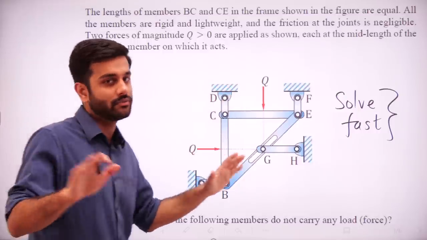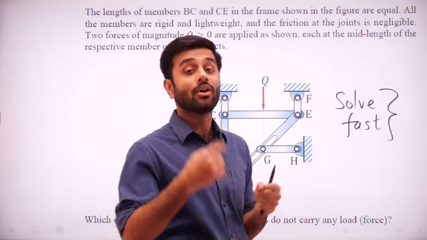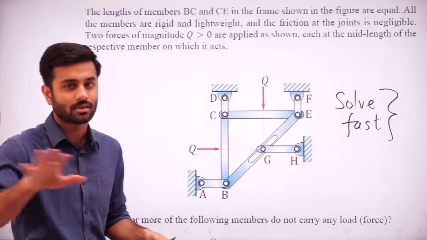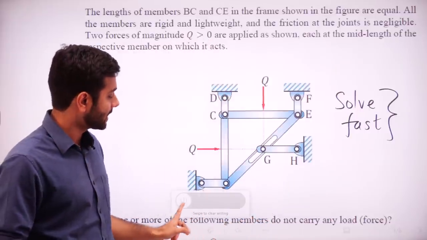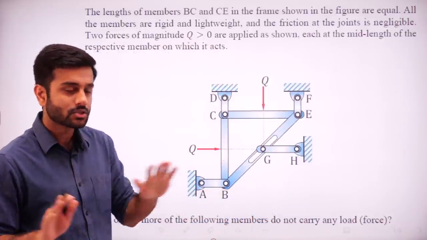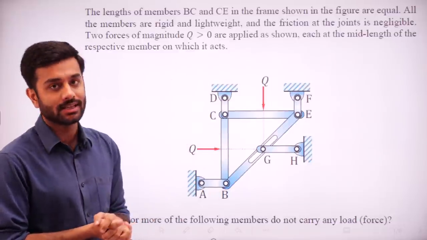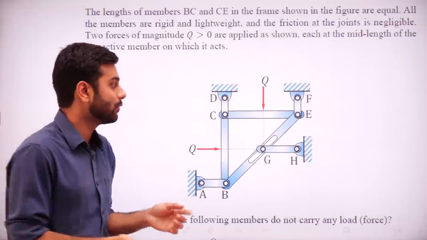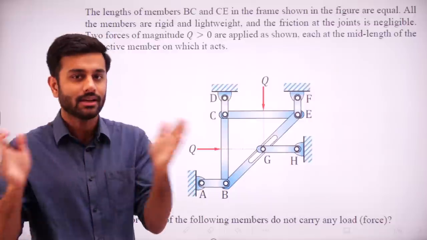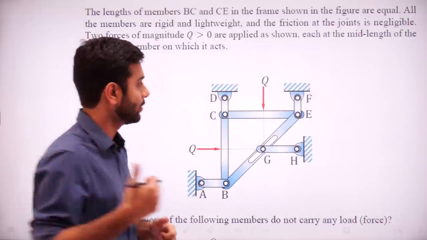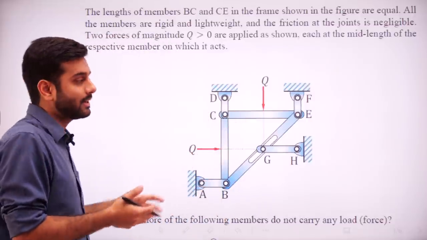Let's not solve this question fast, because that will get us to the wrong answer and that will confuse some of the students as well. Let's take our time and discuss this problem with slow speed. So if we have load Q at the center, we need to distribute this force at C and at E, right? At these two points, as we already know, because it is not a truss, it is a frame.